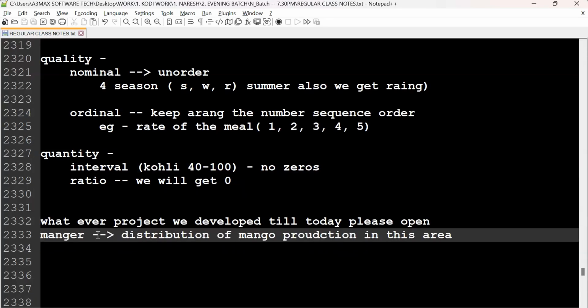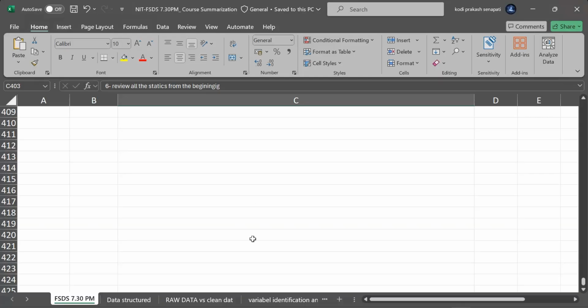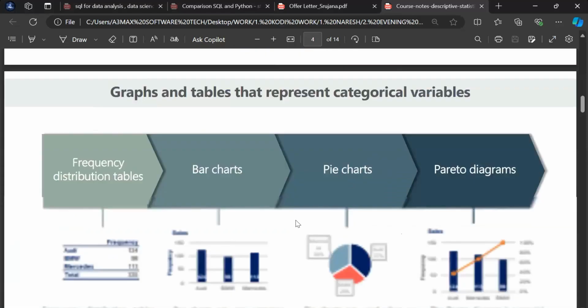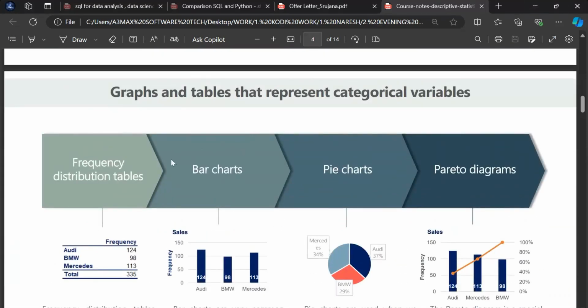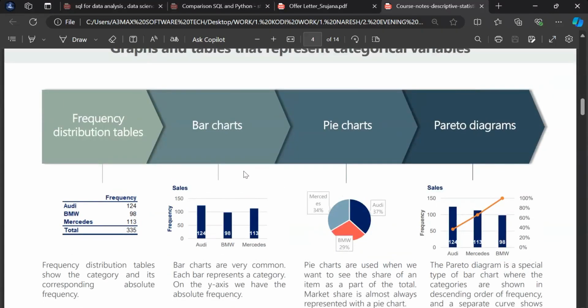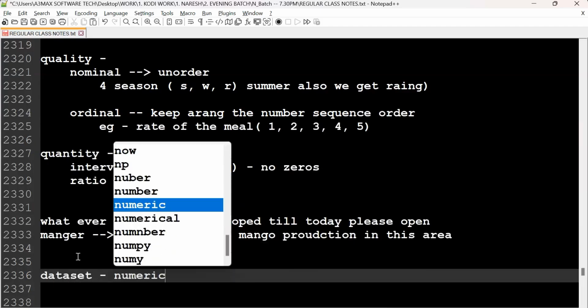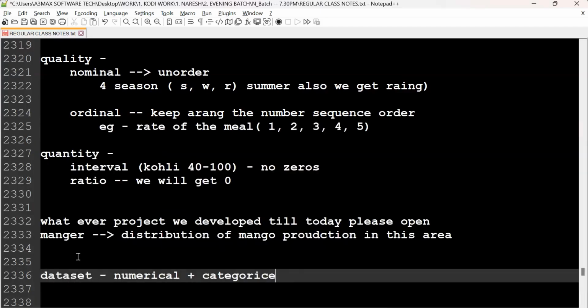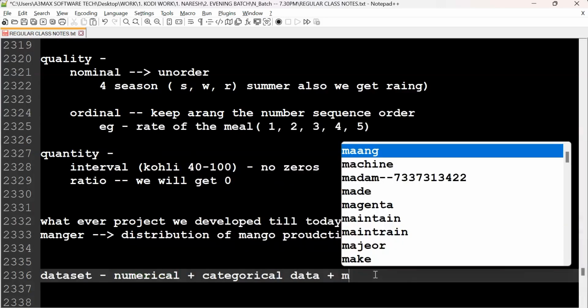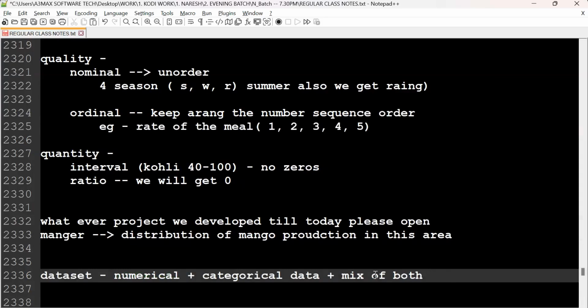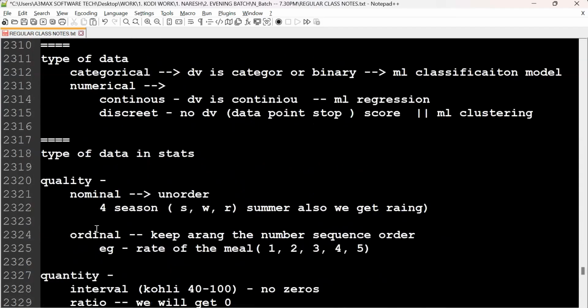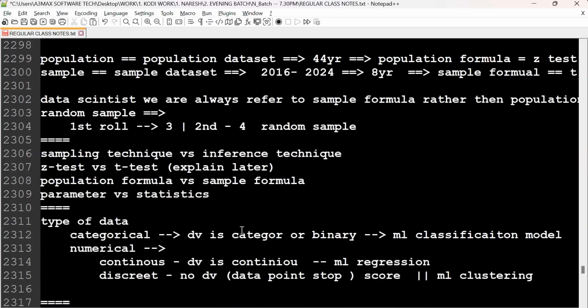I know these sessions are a little bit more theoretical. How many topics have we done so far? Graphs and tables that represent categorical variables. Are we done with multiple graphs or not? Now the next step. In the data set, we have numerical data plus categorical data, or maybe a mix of both. So these three things are properties of my statistical session or not?